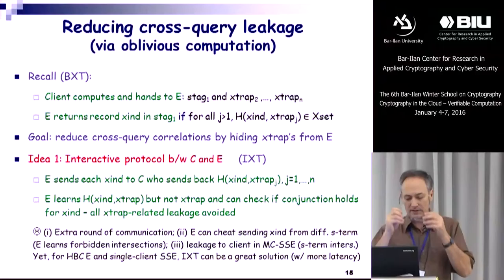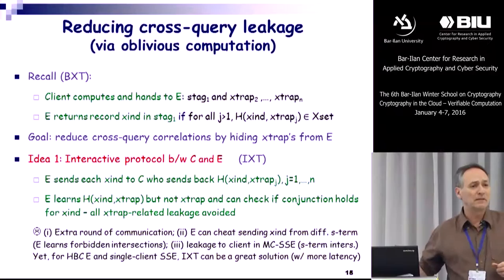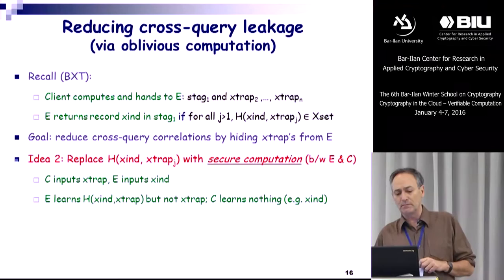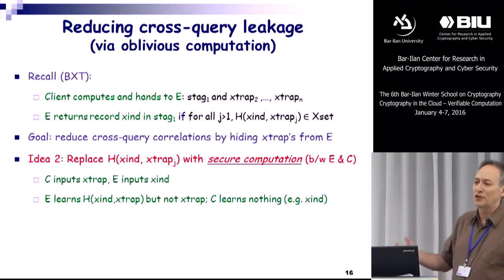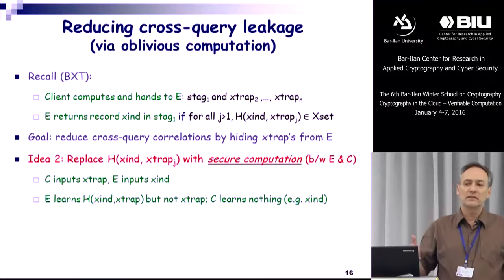So this can be a solution. If all of these problems are not a problem in a given application, then actually it's a very nice solution. But we still want something better. So the next thing is just to give up and say, OK, let's compute this hash function as a two-party secure computation.